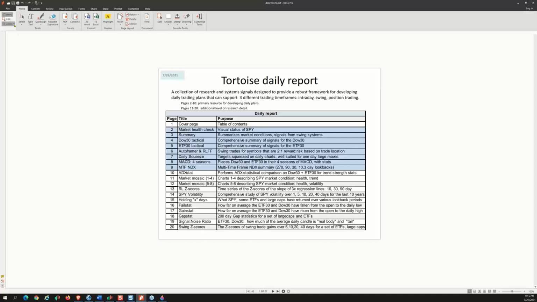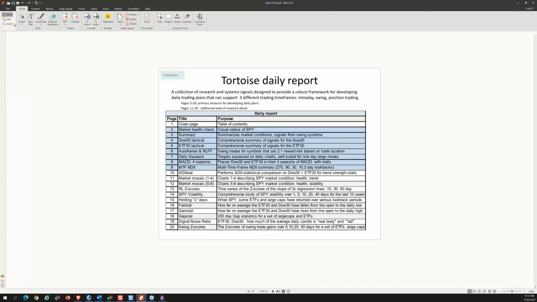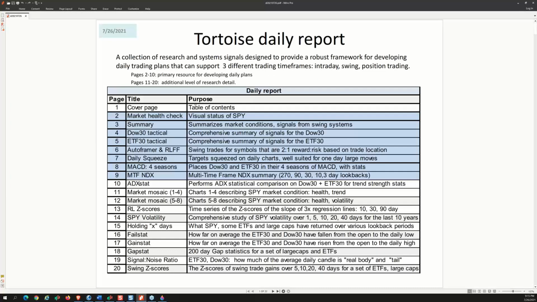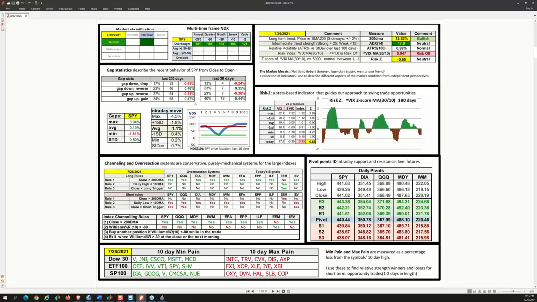Next one up. Let's go to the first dashboard.